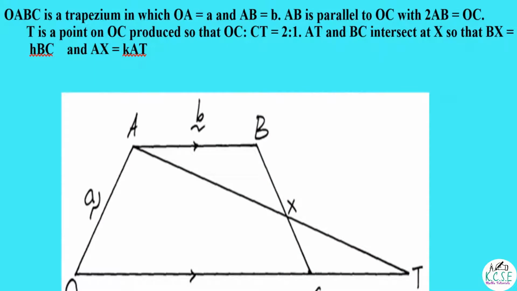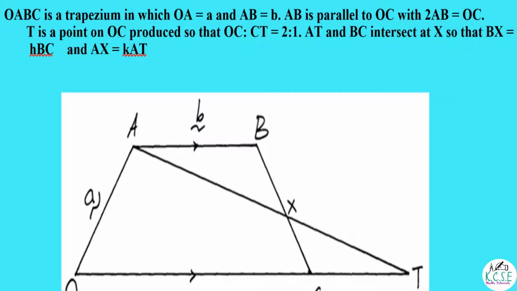Welcome. Let us work out this question on vectors. OABC is a trapezium in which OA is equal to A and AB is equal to B. AB is parallel to OC with 2AB equal to OC. T is a point on OC produced so that the ratio OC to CT is 2:1.